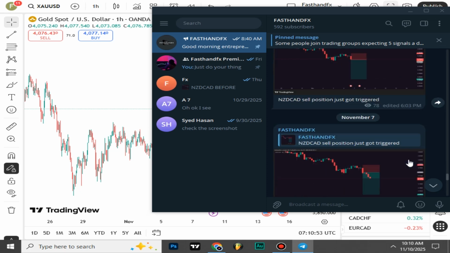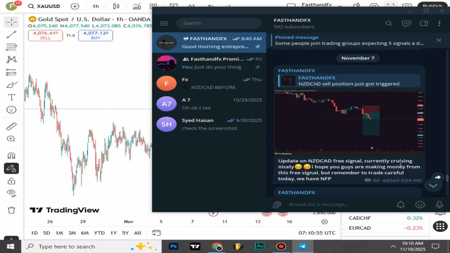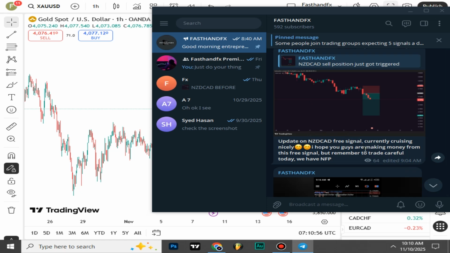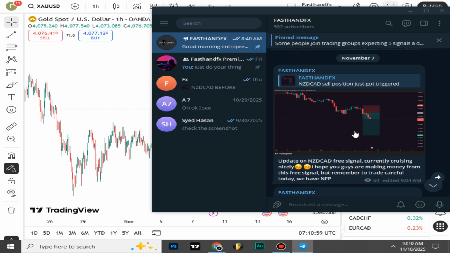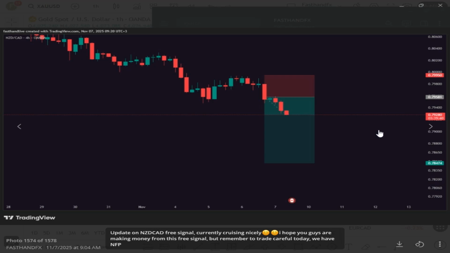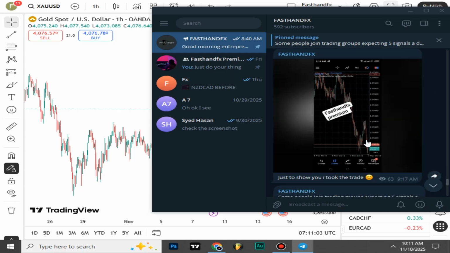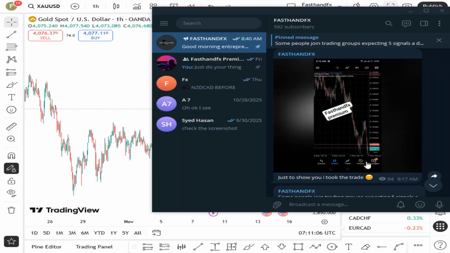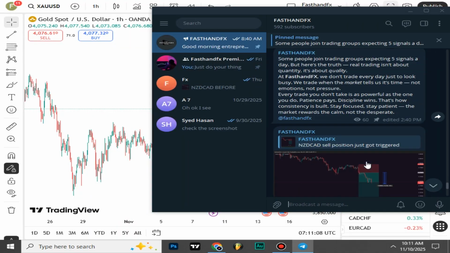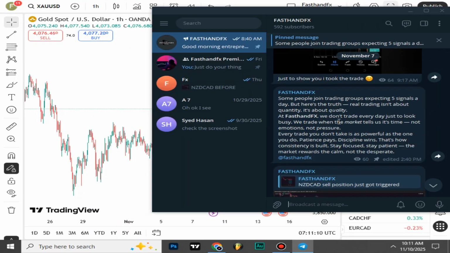That was around 6:03 p.m. And over here, an update on our NZD CAD. That was now the next day. We were cruising nicely. You understand? I hope you guys can see that. And my position right there, like I say, guys, I take these trades. And yeah, this is one thing I said to my group, right?